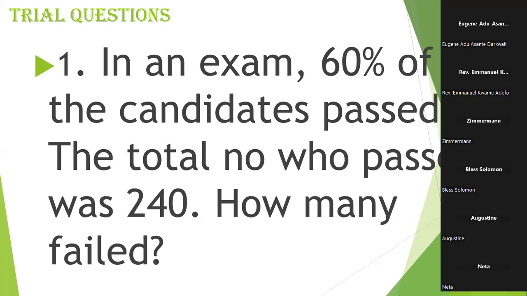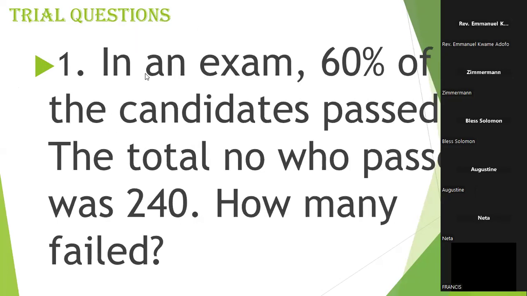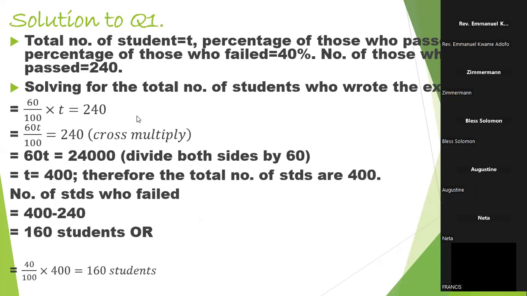So let's also look at mine, and then we all comment on that. I began by saying that we should let the total number of students be T. We don't know the total number of students who wrote the exam, because it says in an exam, 60% of the candidates passed. The total number of students who passed was 240. How many failed? Meaning, for us to get this, we have to know the total number.